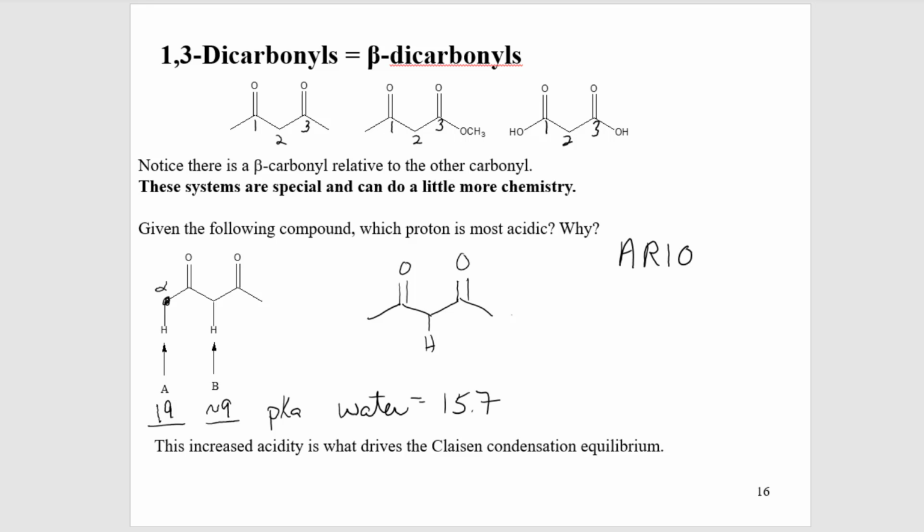If we remove one of the protons, in acid-base chemistry, we want to analyze the negative charge left behind, versus removing the proton on the other side. How does ARIO help us to understand the stability of either of these?